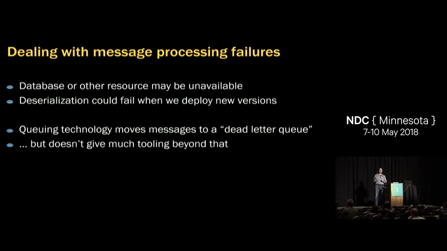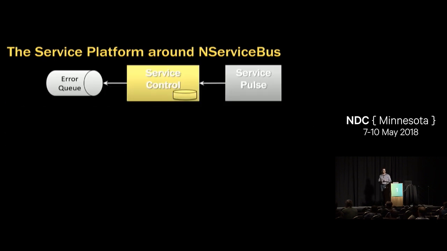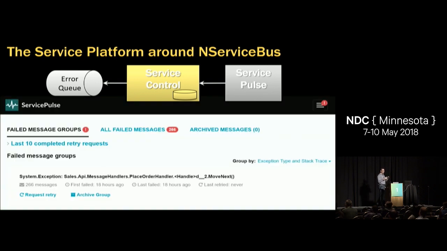Queuing technology, when it sees that it's processing that message over and over again and it keeps failing, it can bump that message out to a dead letter queue. We can do more than that when using NServiceBus and the rest of our service platform. So when a message fails, we take that out of that error queue, put it into some back-end process, and show visualization on top of that and say, hey, a message failed.